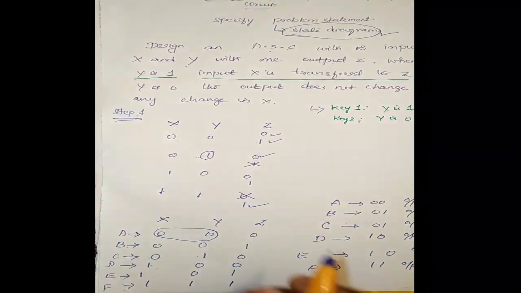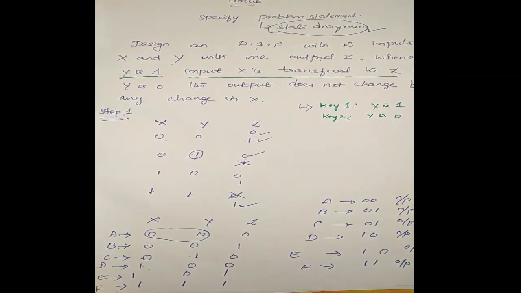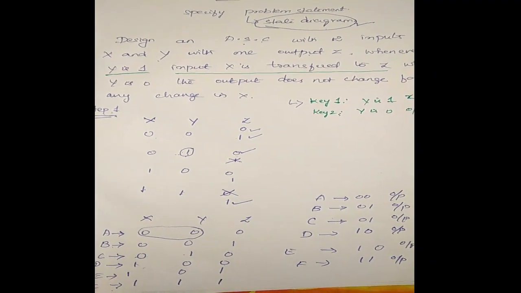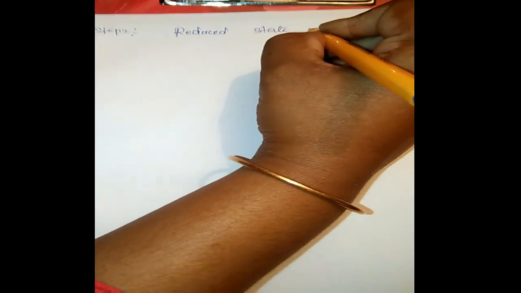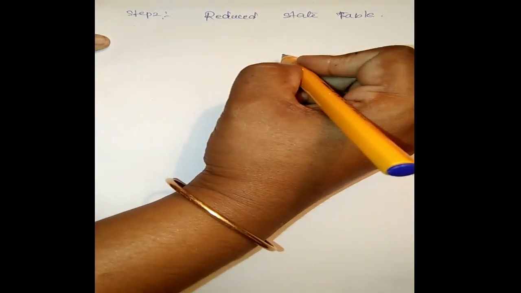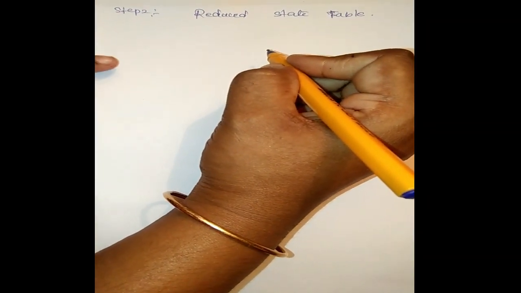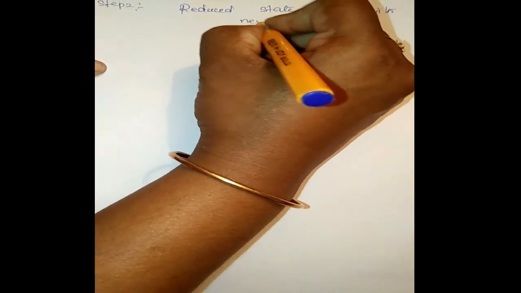So let's go to our second step. Let me write this as the second step. Step 2 is the reduced state table. So we have to frame a reduced state table. The previous state table consisted of 6 states. Now we'll have to form a reduced state table with the next state.